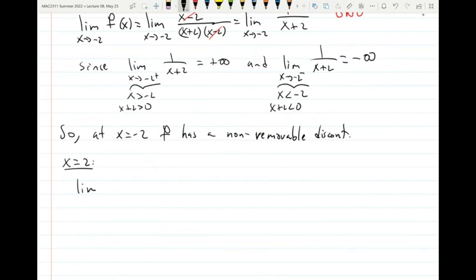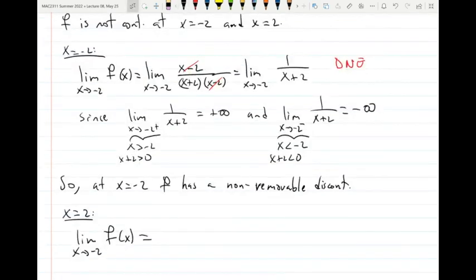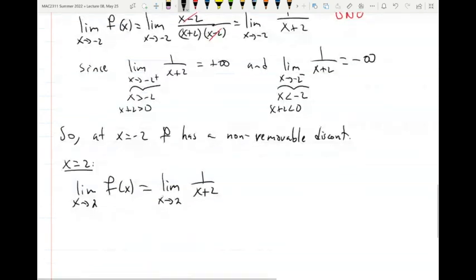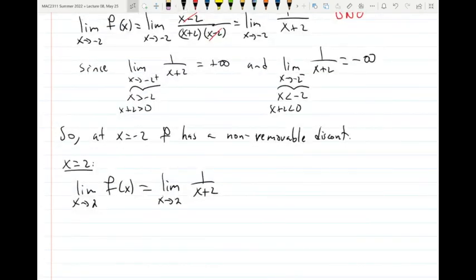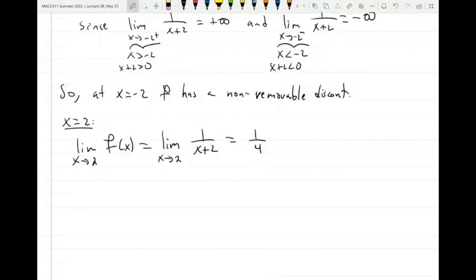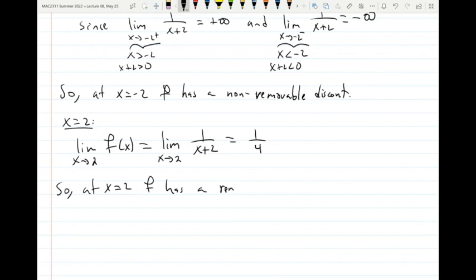So again, we take the limit. If you don't mind, I'm going to go straight to this. Just reusing this line here, we play the same game, and it turns out that's the same thing as the limit as x goes to 2 of 1 over x plus 2. Does everybody understand why I wrote 1 over x plus 2? You just do a cancellation, the same thing that we did above. What do we get for this limit? 1 over 4, so what does that mean? We have a removable discontinuity, right? Because the limit exists. So at x equals 2, f has a removable discontinuity.